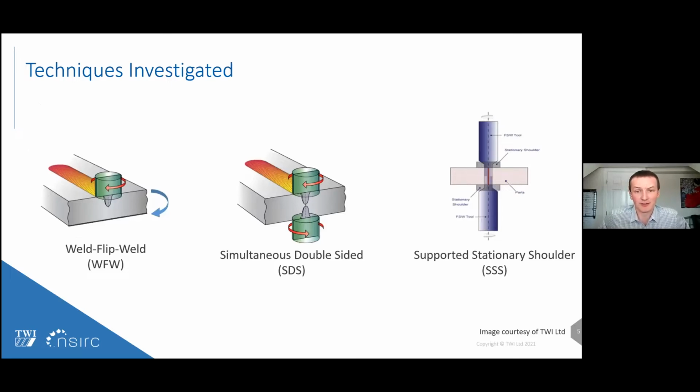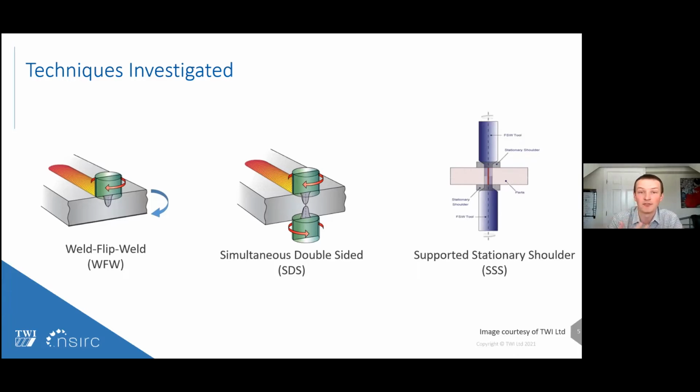So if we look at the techniques investigated, starting with weld foot weld, as the name suggests, you weld about halfway through the thickness of your material from the top surface. You then machine this flat and turn it over, and you weld the second half of the thickness of your material. This is really good because it requires a very simplistic friction stir welding machine, but your manufacturing time can be quite lengthy. Conversely to this, simultaneous double-sided can reduce your manufacturing time by greater than 50% versus weld foot weld by removing both the middle processing time and also one of the welding times.